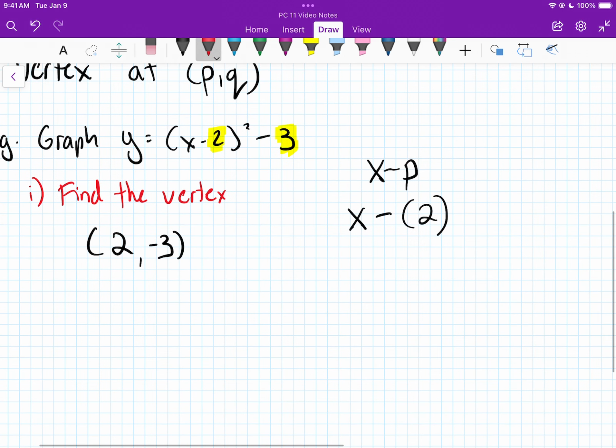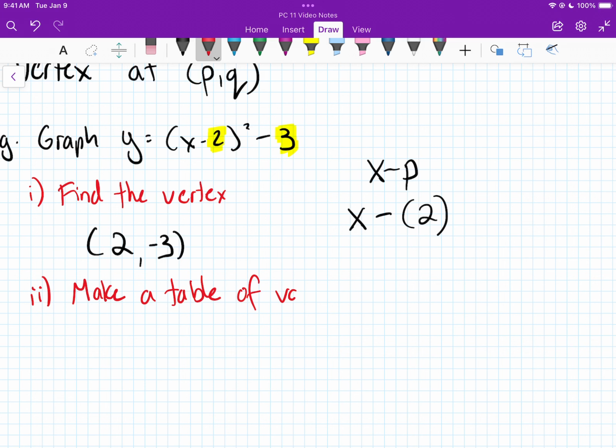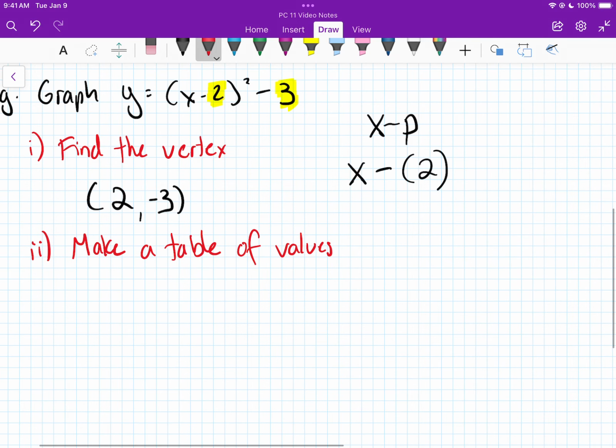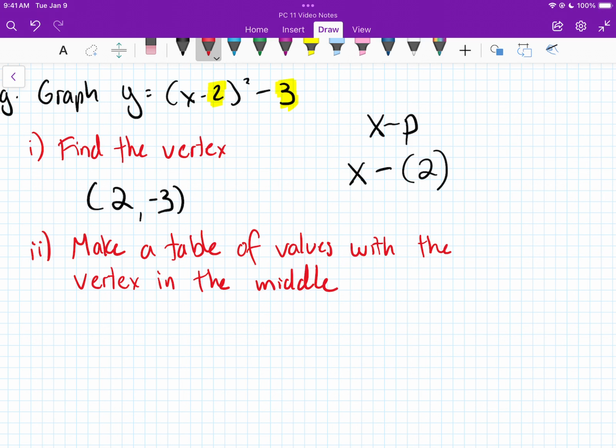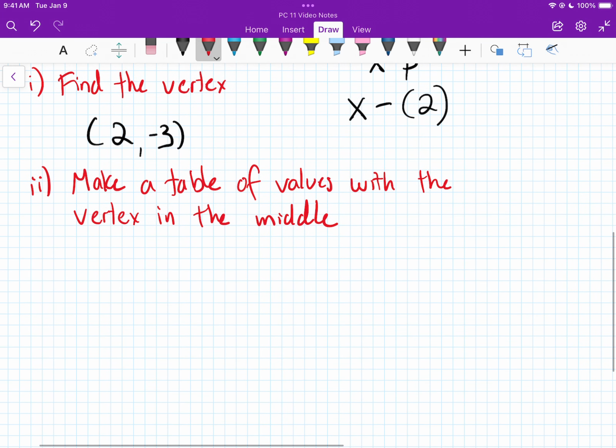Once you've got your vertex, step 2 is going to be to just make a table of values. Just your standard T-chart. And we can be a little bit more specific there, because when we make that table of values, we're going to want to make the vertex be in the middle, because it's the middle of the parabola. So we're going to set up our table. Just your usual x and y.